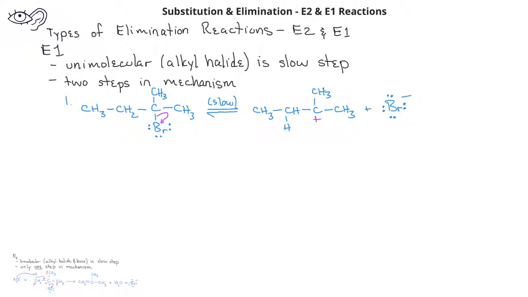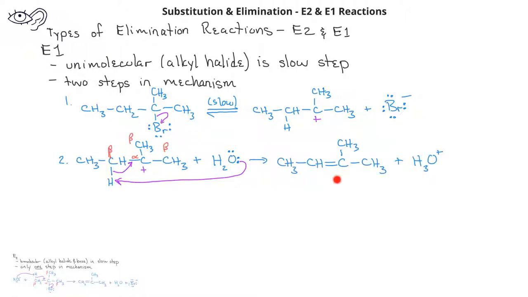In the second, faster step, one of the hydrogens on a beta carbon will donate its pair of electrons to form a double bond between the alpha and beta carbons. At the same time, a pair of electrons on a nucleophile will be donated to that hydrogen and will form a bond between the nucleophile and that hydrogen that was on the beta carbon. As a result, we get an alkene and a hydronium ion.